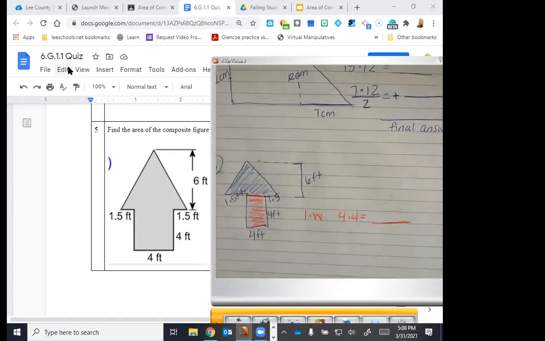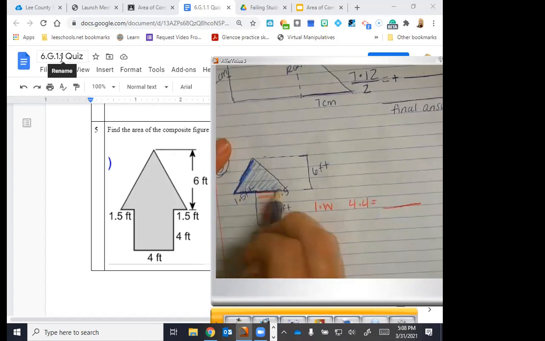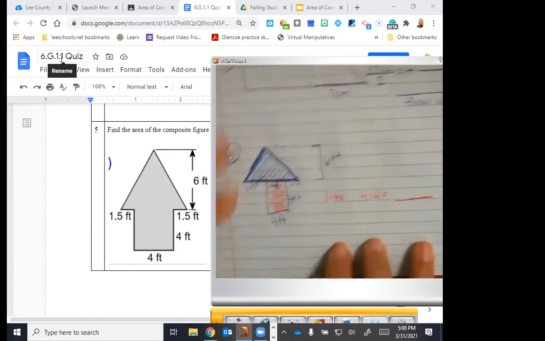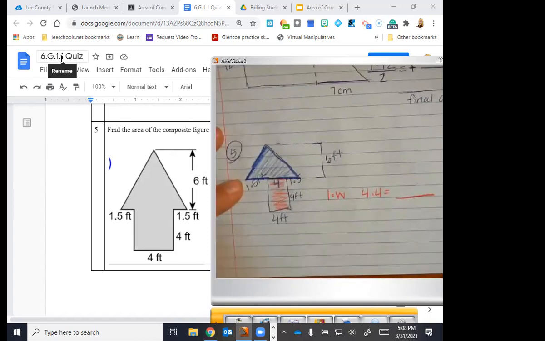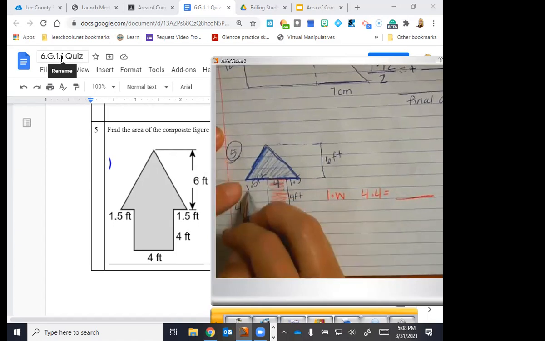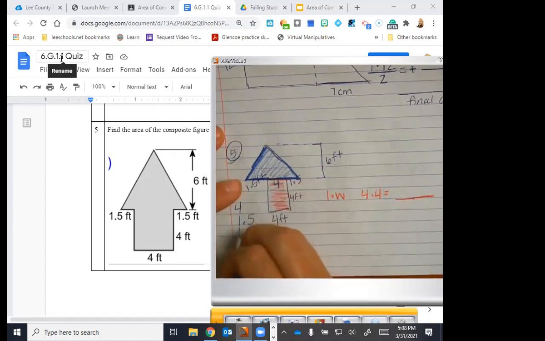Now let's look at that triangle. That triangle has a base that's bigger than the rectangle. So we need to figure out how big the base is all together. So when I look at this base, I see it has 4 here in the middle, 1.5 and 1.5. So I need to figure out how long the base is. So what I'm going to do is add up all of those measurements that are part of the base. So I'm going to come over here on the side and do it. 4 feet plus 1.5 feet plus 1.5 feet. Those 3 chunks make up the whole base.